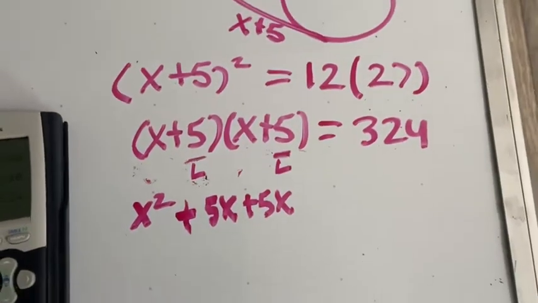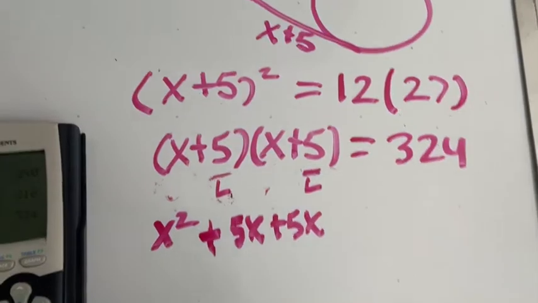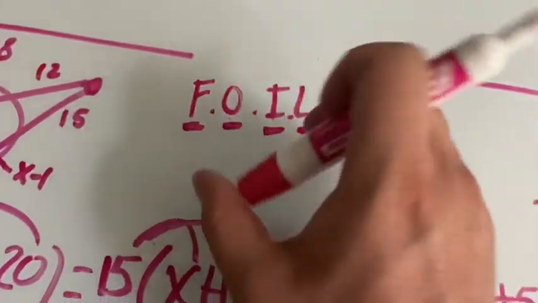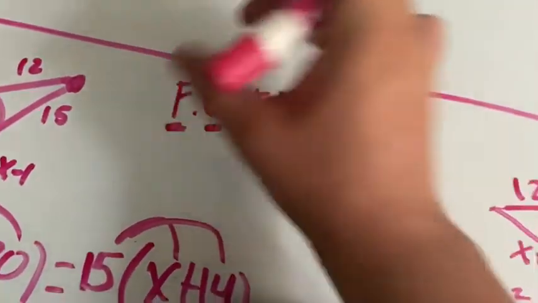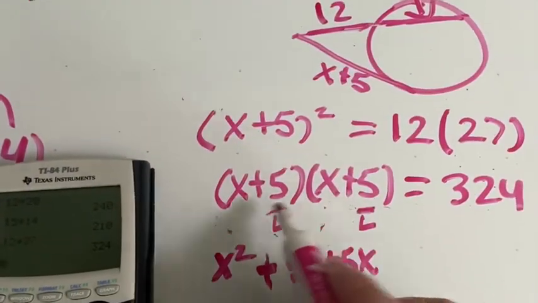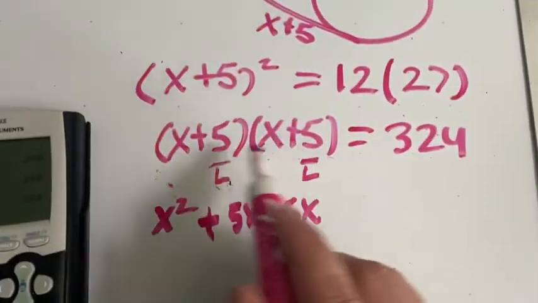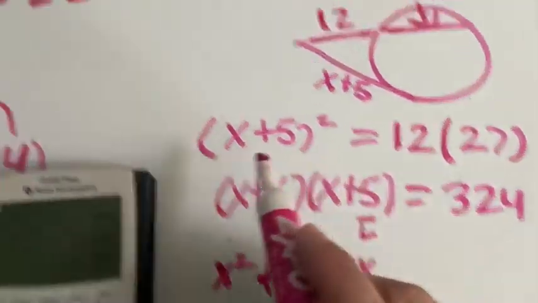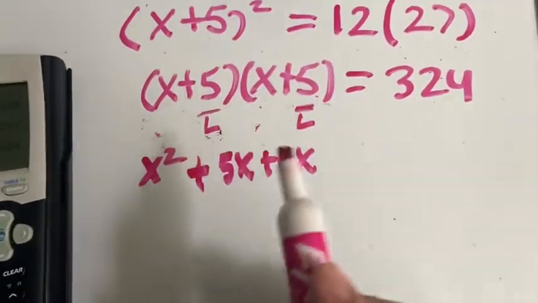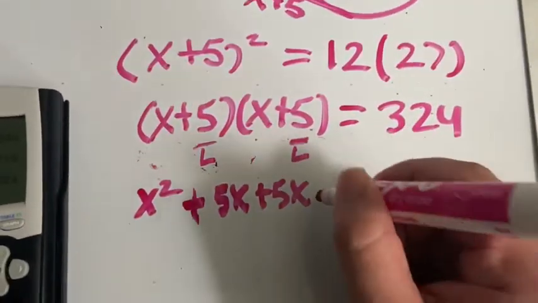It may be a little confusing just because we're identifying different terms as different letters, but it just means first we're going to multiply whatever we see first. Next, we're going to multiply whatever's on the outside. Next, we're going to multiply whatever's on the inside, which is these two right here. And then lastly, we're going to multiply whichever's on the last. So this one and this one. And 5 times 5 is 25.